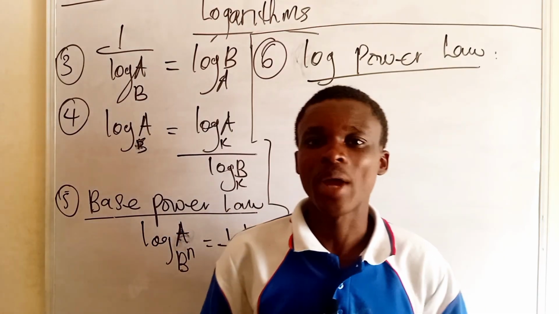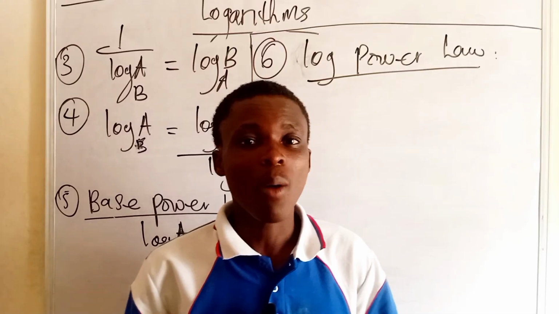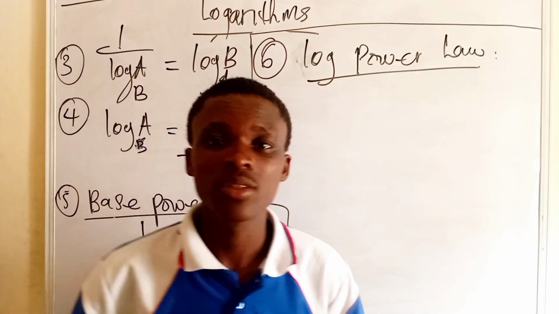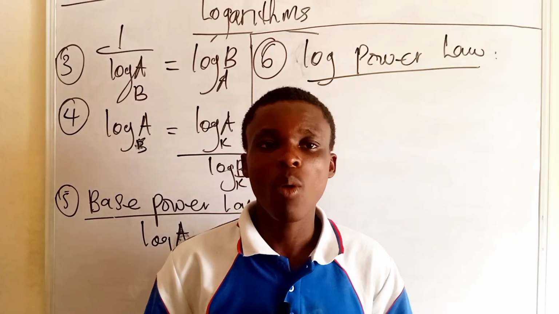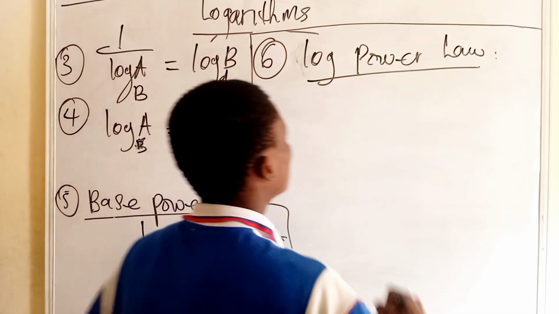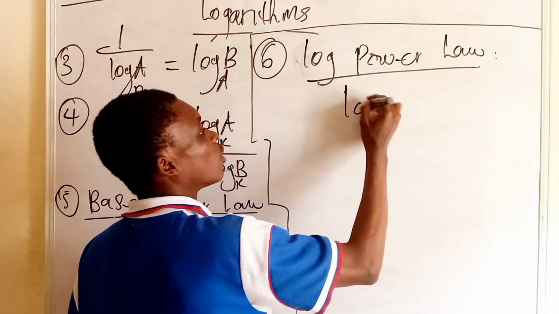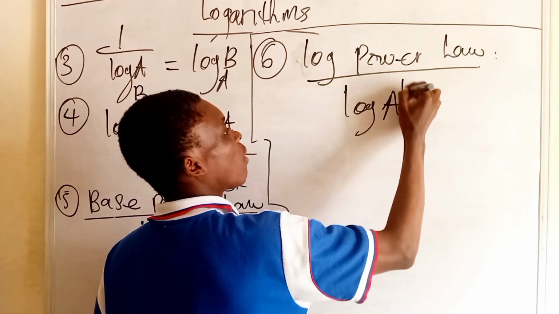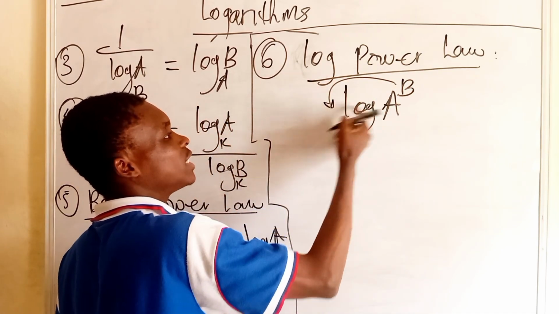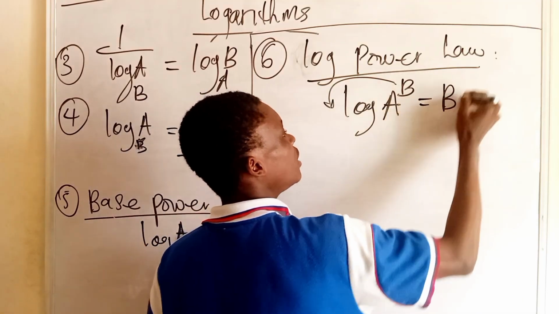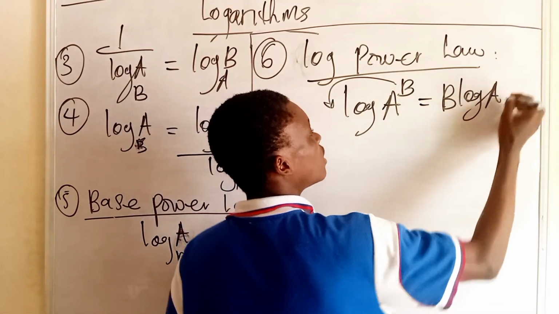The next law we have here is called the log power law. What does the log power law state? The log power law states that when the log is raised to a power, the power can be used to multiply the log itself. That means if we have log A to power B, when the log is raised to a power, the power can be used to multiply the log itself. So this becomes B multiplied by log A.